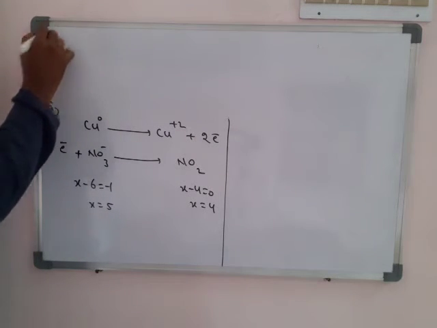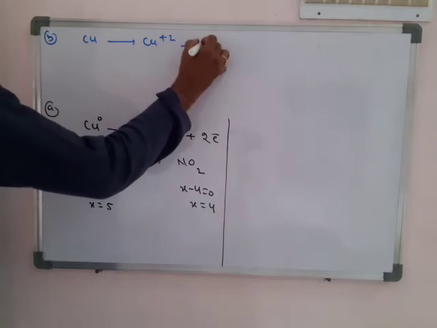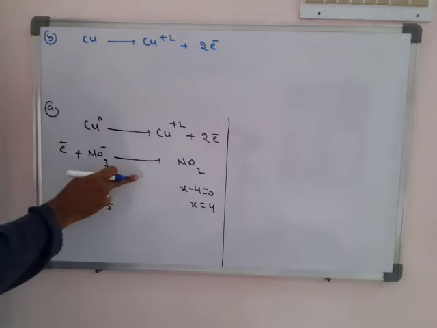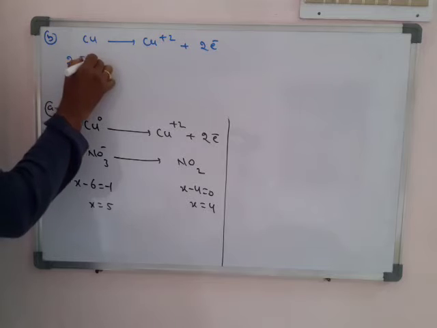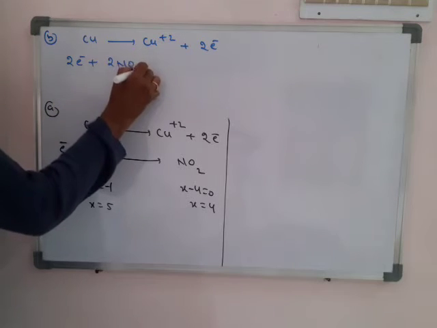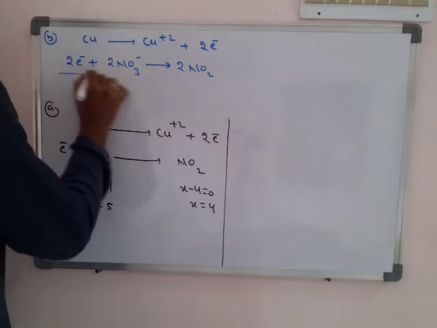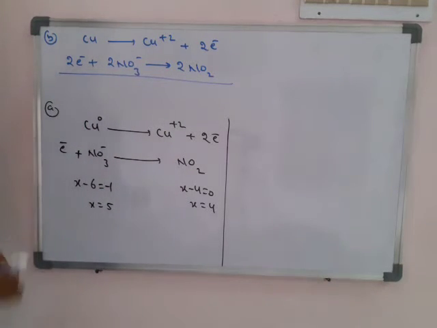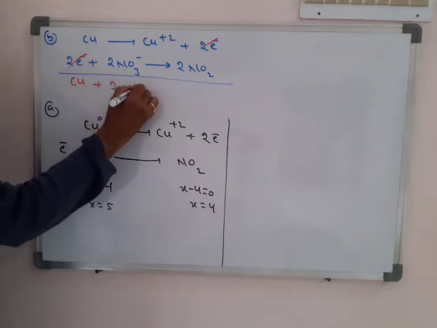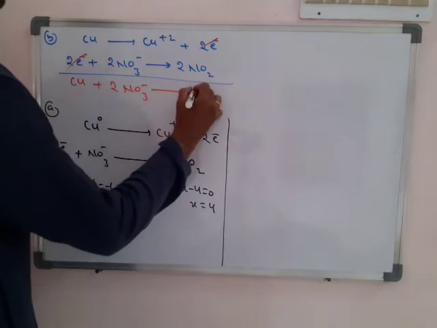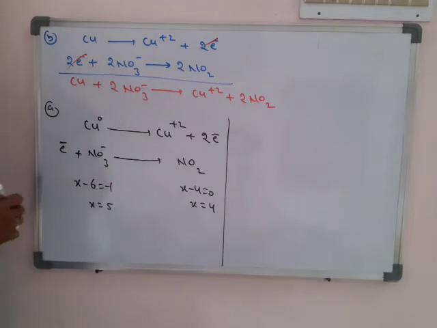So oxidation, no problem: Cu becomes Cu plus 2 electrons. In reduction, for us to cancel the 2 electrons, just multiply the second equation with 2, so 2NO2. Electrons get cancelled, so write the equation: Cu plus 2NO3 minus giving Cu plus 2 plus 2NO2.